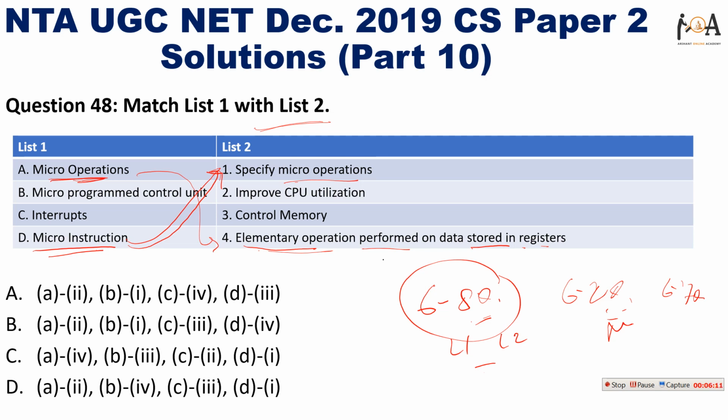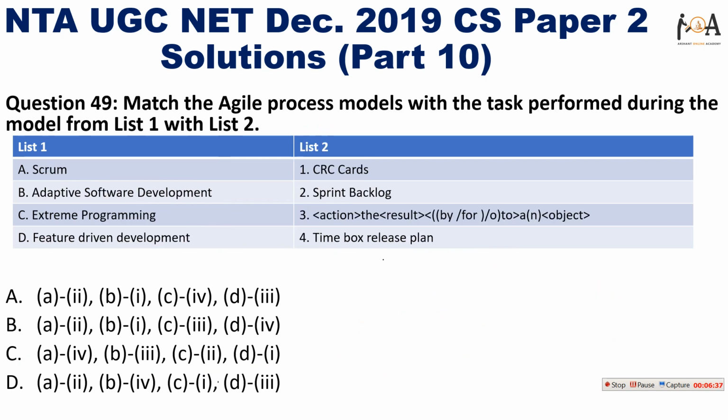So don't get confused with it, right? So option A here will go with 4 and D will go with 1. Now remaining is B and C. Microprogrammed control unit basically controls the memory. So B will go with third. And interrupts are used for improving CPU utilization or efficiency, you can say. So 4 3 2 1 is the right answer. C is the correct answer for it.